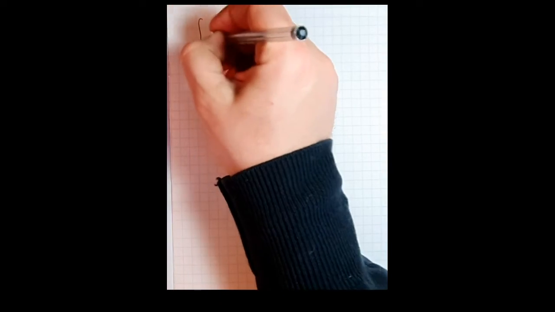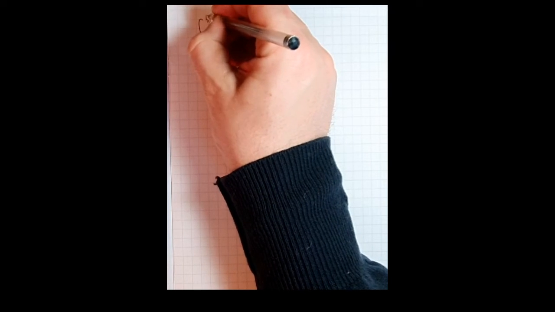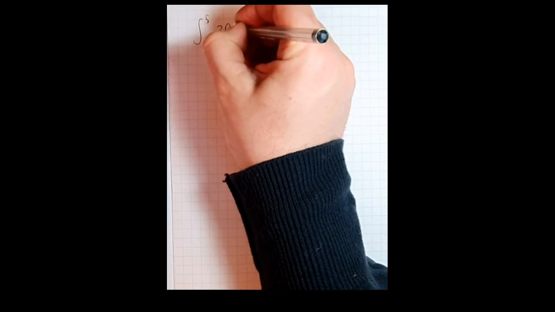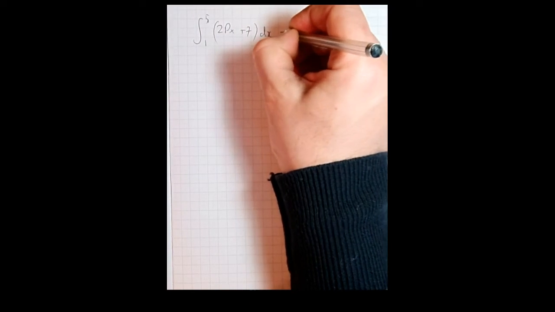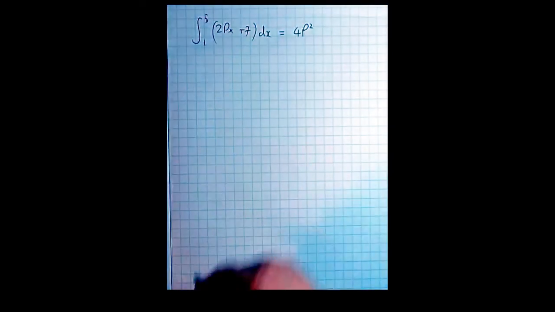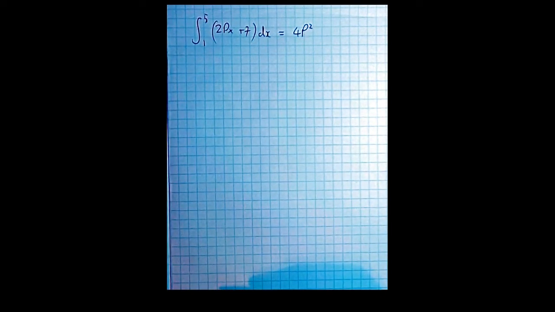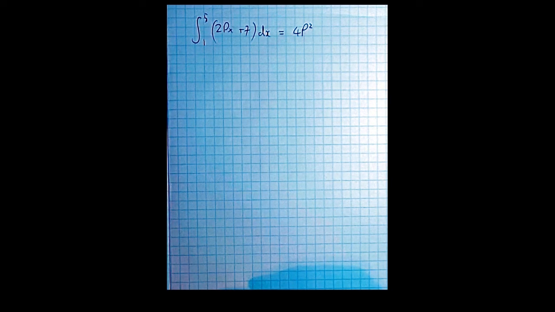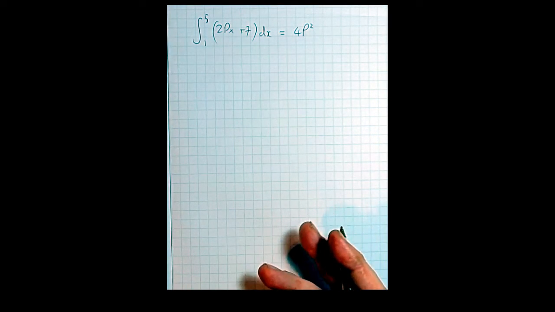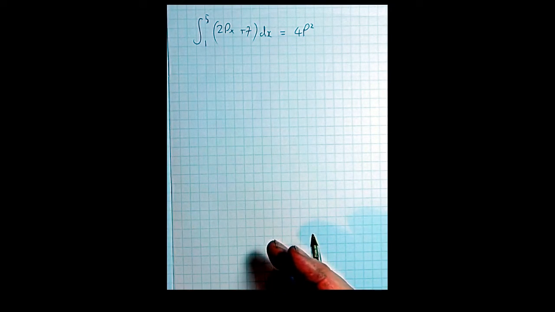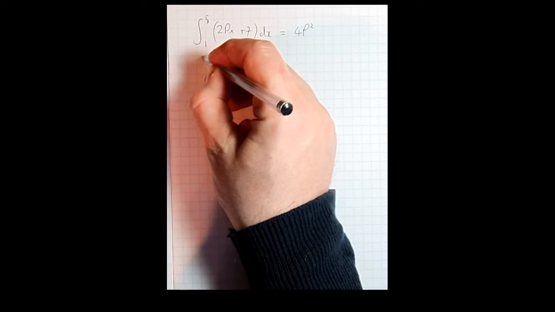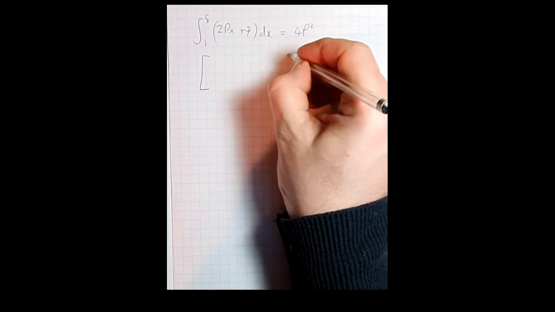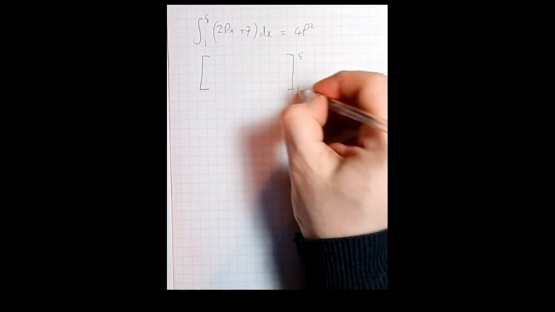Example 8. It tells us that this integral, 2px plus 7 with respect to x, it tells us that it's equal to 4p squared. Show that there are two possible values for p and find these values. So I'm going to end up with a quadratic. Well, given that p is constant, I'll integrate square brackets between 5 and 1.